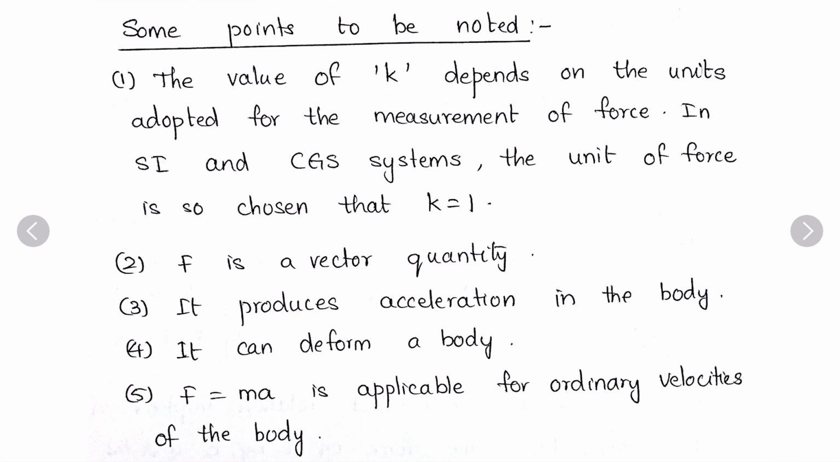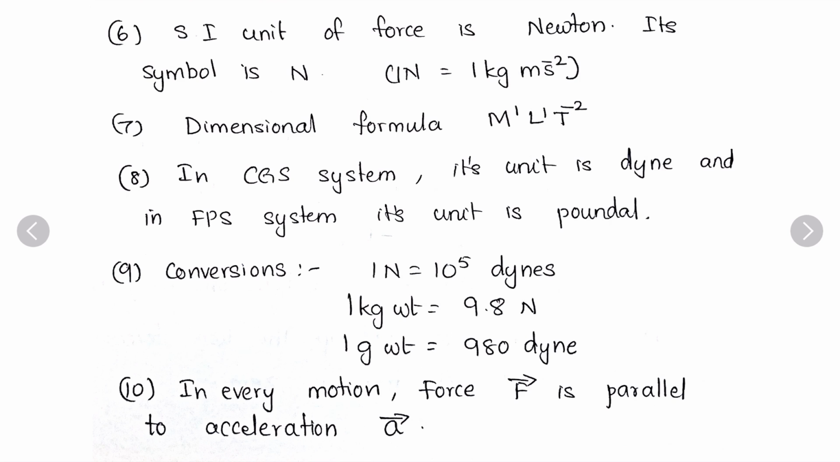Force produces acceleration. Force can deform the body, and F is equal to ma is applicable for ordinary velocities of the body. That means if something is going with normal speed, then only you can apply it. If the object is moving with the speed of light, that is 3 into 10 to the power of 8 meters per second, for such high speeds we cannot apply this formula. Then still some more points to be noted.